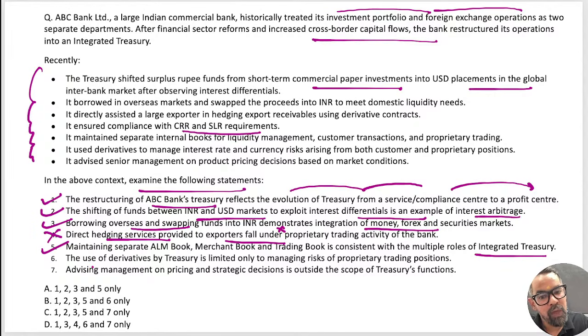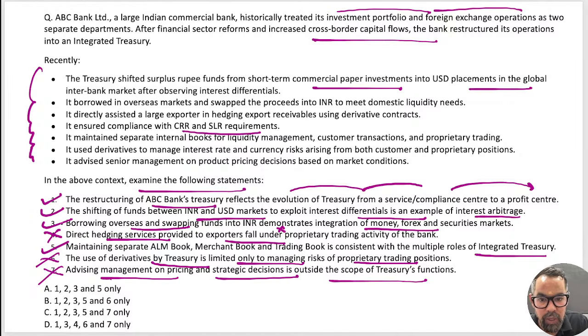Then we have: the use of derivatives by treasury is limited only to managing the risk of the proprietary position. Okay? No, we go for hedging or on behalf of clients also. Advising management on pricing and strategic decisions is outside the scope of... no, it can be part of that also. So 1, 2, 3, 5 means option A only should be right.